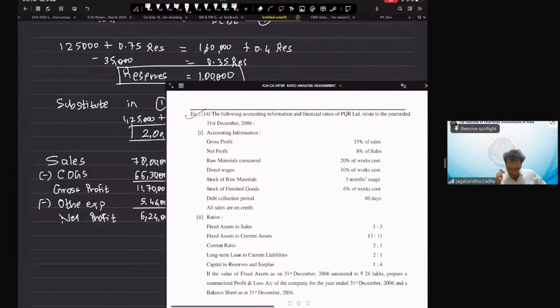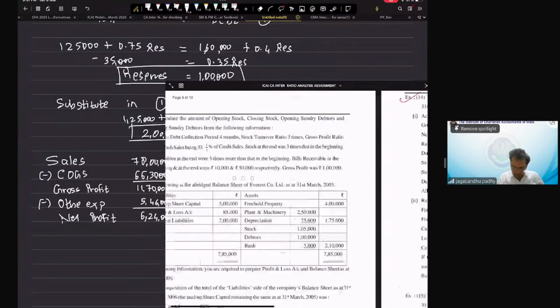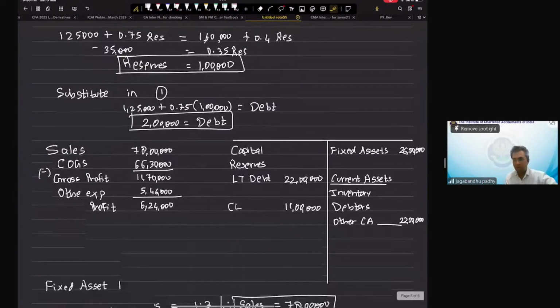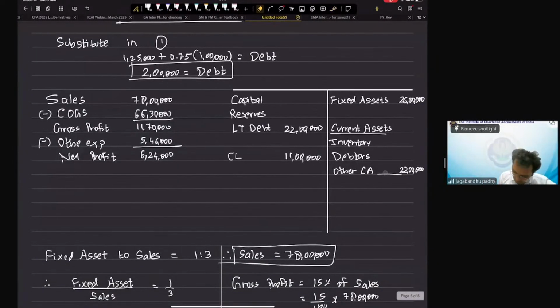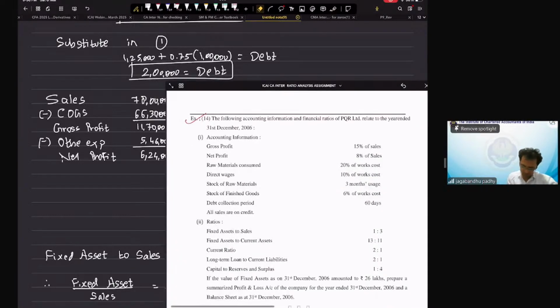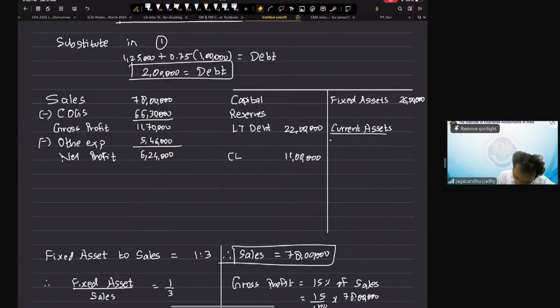Next ratio, capital to reserves and surplus is given to us. And apart from that, we have raw material consumed, direct wages, stock of raw material is given, stock of finished goods is given. So debt collection period is given. I need to actually give a more detailed classification of these items because inventory will include raw material and also finished goods.